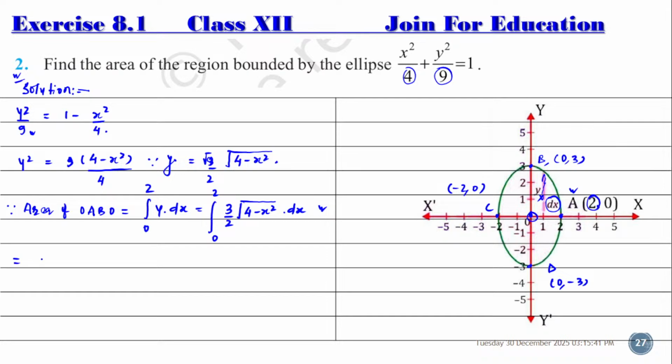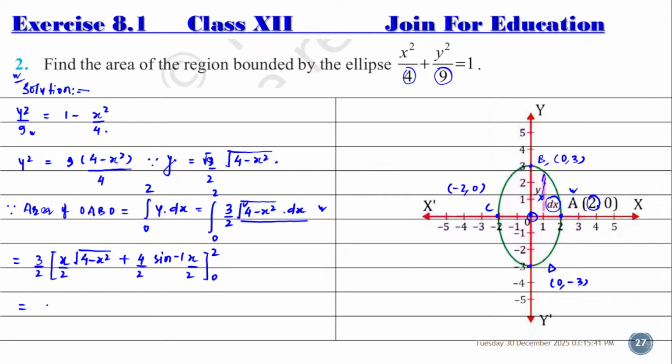Is there any problem to understand up to this step? So we write down here equal to 3 by 2, and the integration of this part will be x by 2 into square root of 4 minus x square plus a square, this is the a square, so 4 by 2 into sine inverse x by 2, and lower limit is 0 and higher limit is 2.